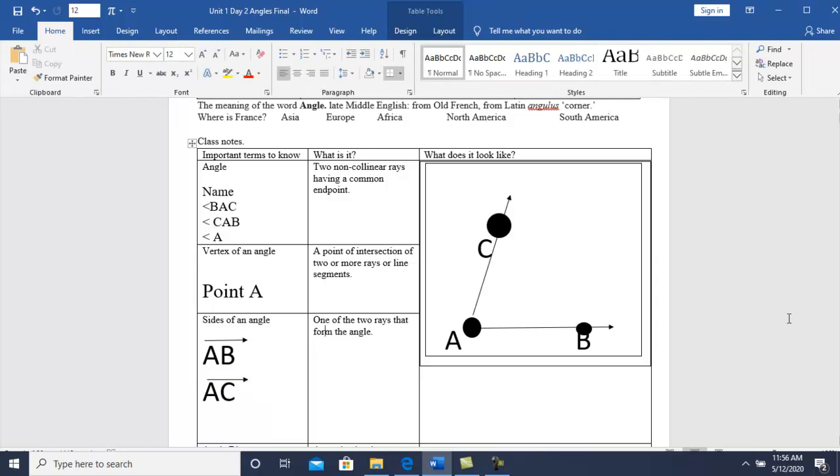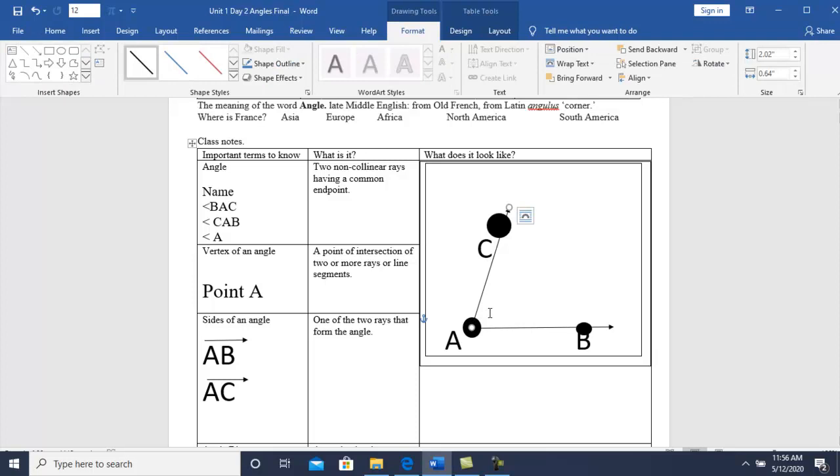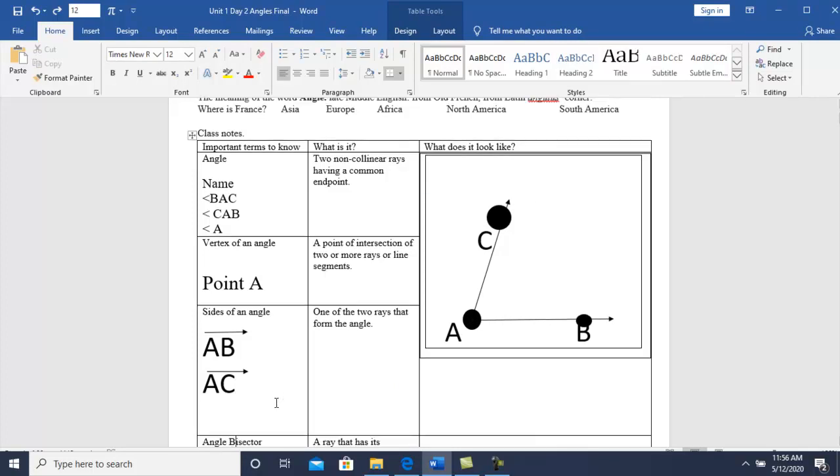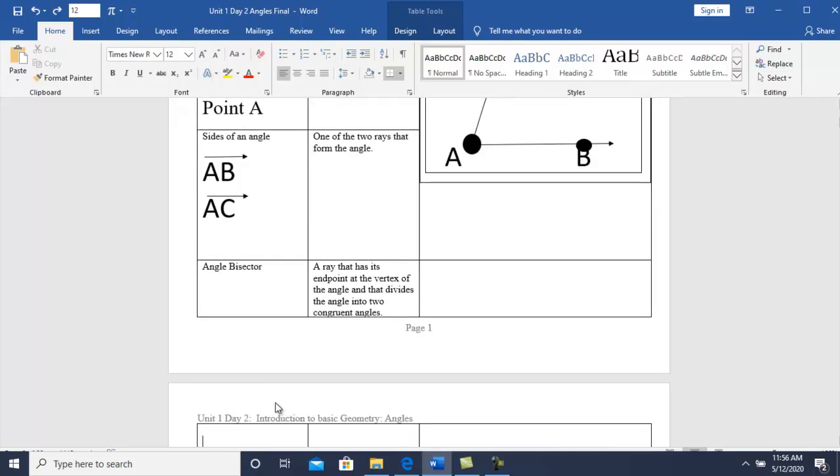All right, so we talked about three terms. We talked about angle. We talked about the vertex of an angle. Remember, the vertex of an angle is going to join the two rays together. And the sides of the angle would be AC and AB. Now, there's one other term that I wanted to talk about in our notes here. Let's go to the next one, which is angle bisector.